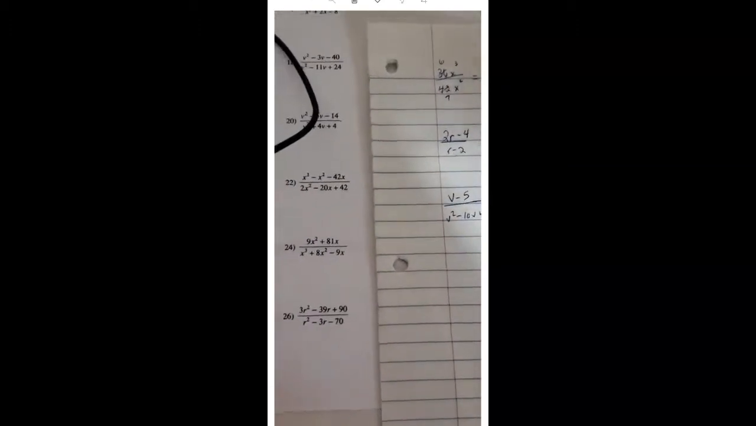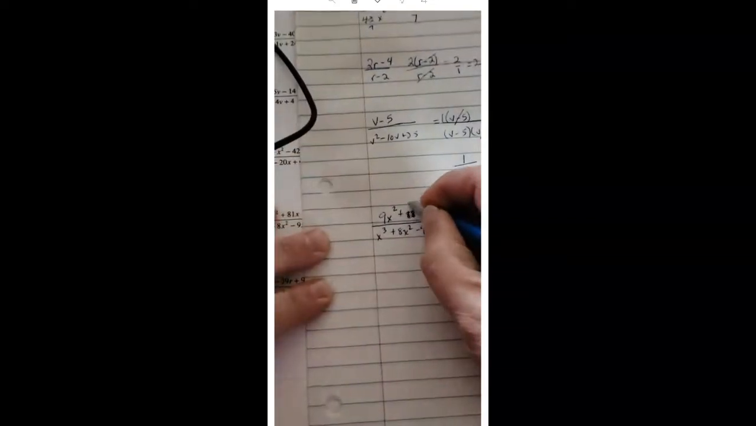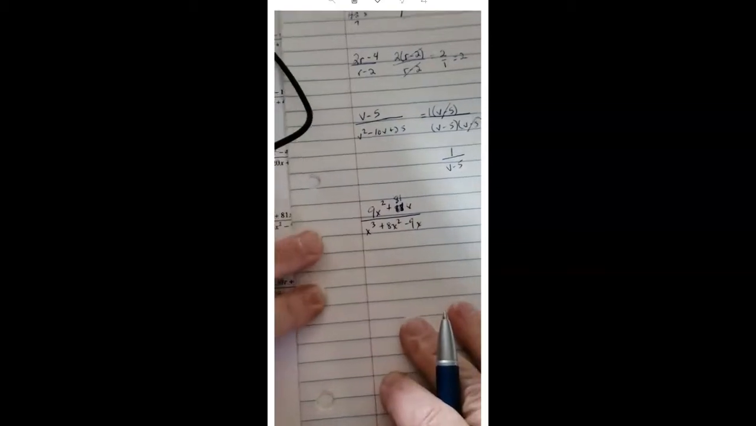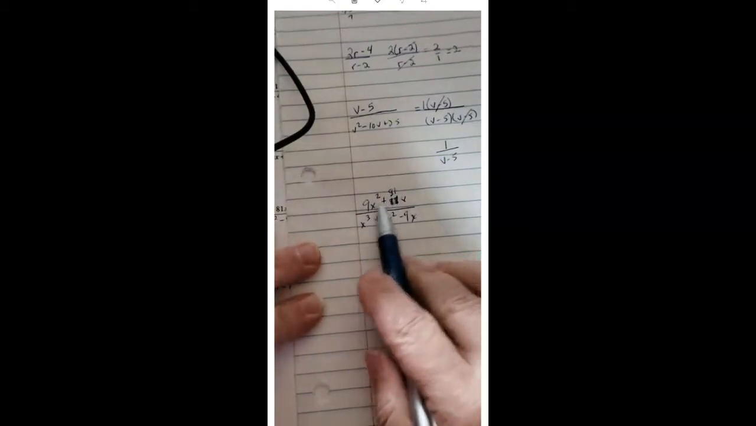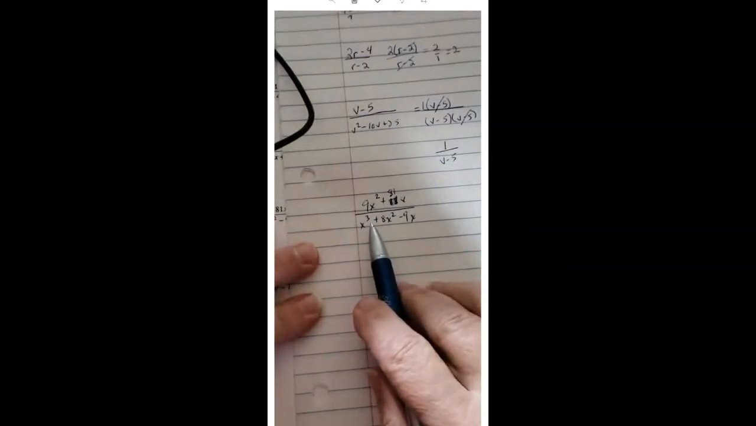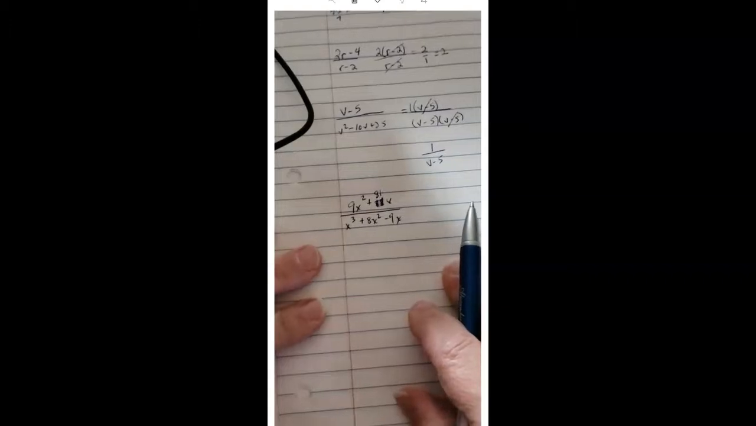Number 24, and this is the second page of that worksheet, is 9x squared plus 81x over x cubed plus 8x squared minus 9x. And that's an 81 there. Okay, so there are add or subtract signs there, so I'm going to have to do some factoring before I can start crossing anything out.